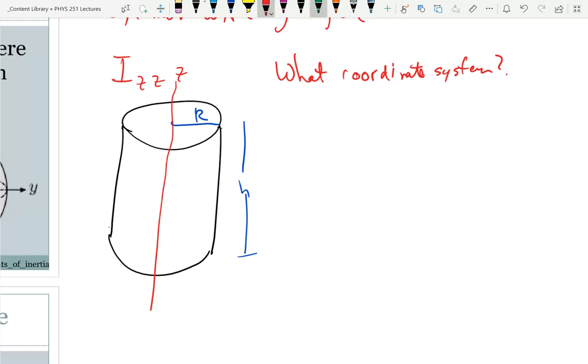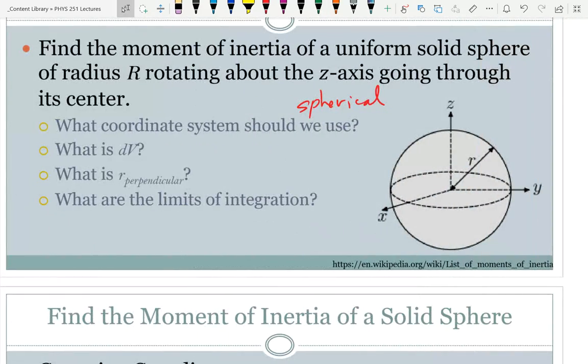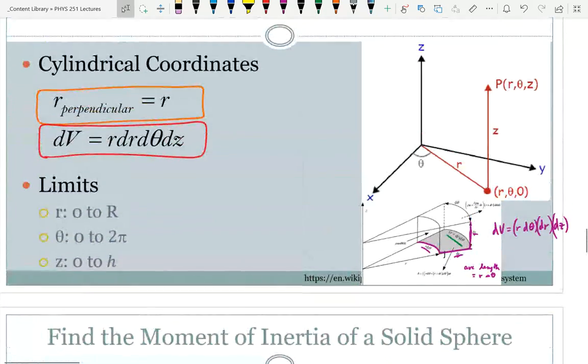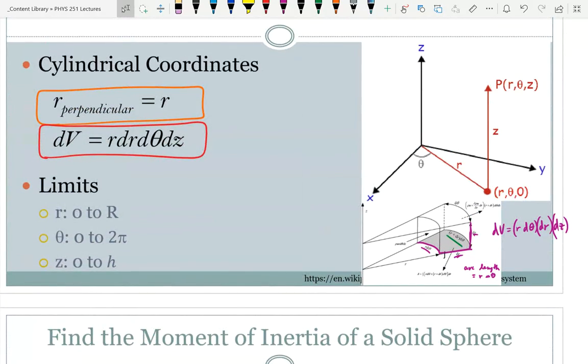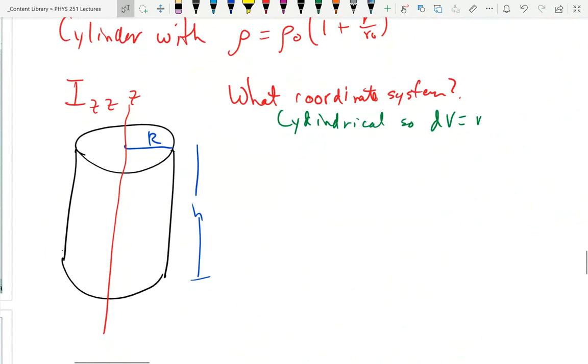Yes, it's cylindrical. So dV is equal to, and you'll have this on the test. Cartesian, where did I have the cylindrical? Here it is: r dr d theta dz. All right.